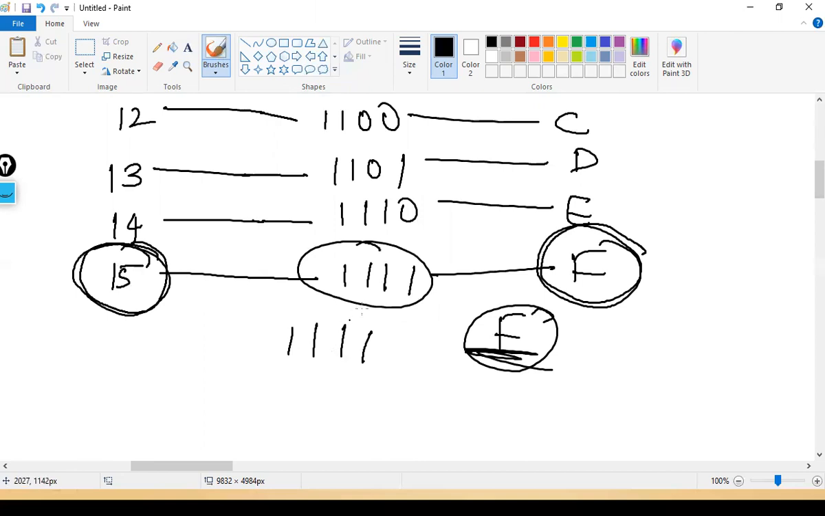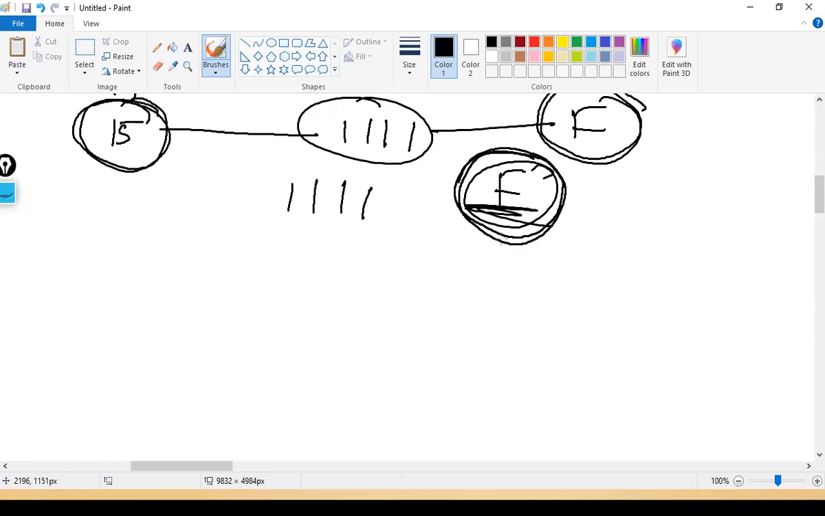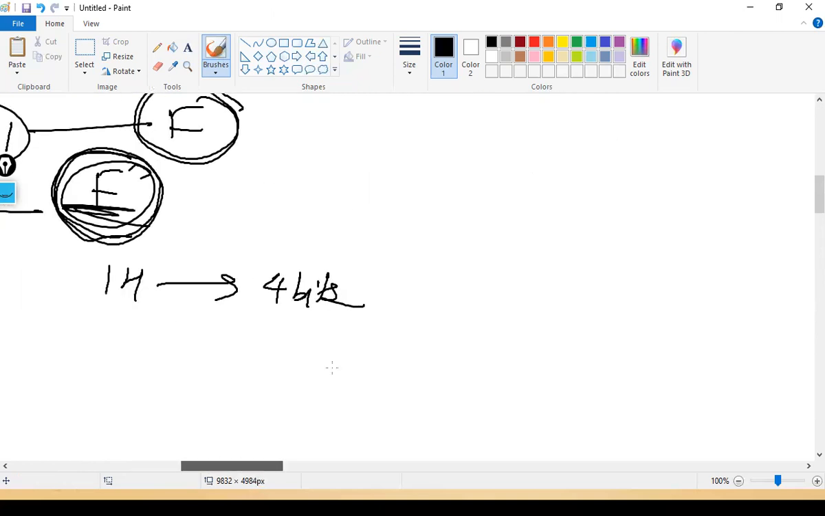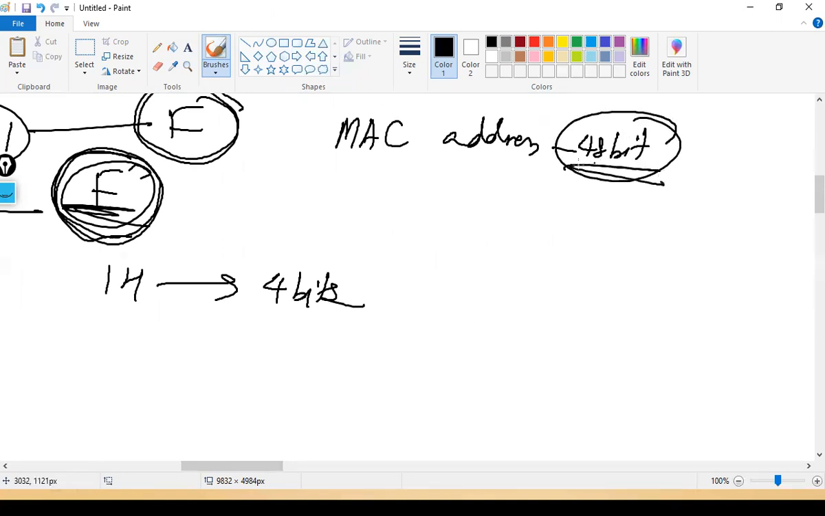Clear, guys? So now my final thing. This hexadecimal value corresponds to how many bits? It corresponds to 4 bits. So one hexadecimal value corresponds to 4 bits. Okay. Now, coming back to what I told you about the MAC address: the MAC address is a 48-bit value. We'll say it's a 48-bit value, but we'll write it in hexadecimal format.